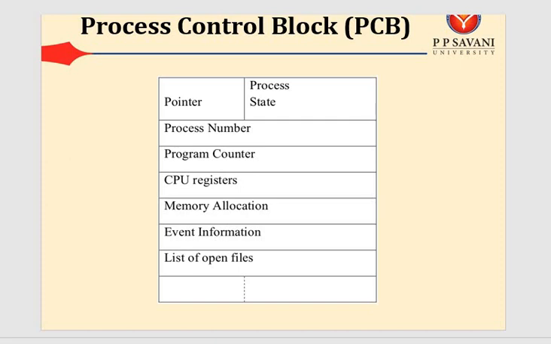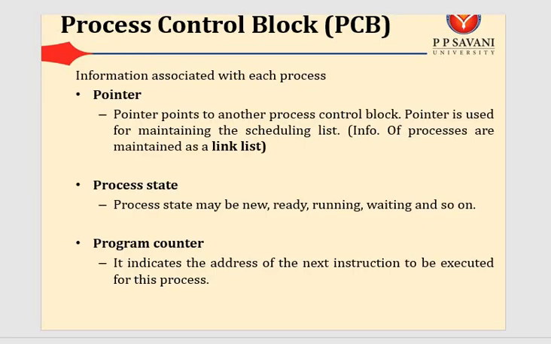Start with the first, that is the pointer. A pointer points to another process control block. The pointer is used for maintaining the scheduling list. Information of processes is maintained as a linked list. The second one is the process state. Process state may be new, ready, running, waiting and so on. The third one is the program counter. It indicates the address of the next instruction to be executed for this process.